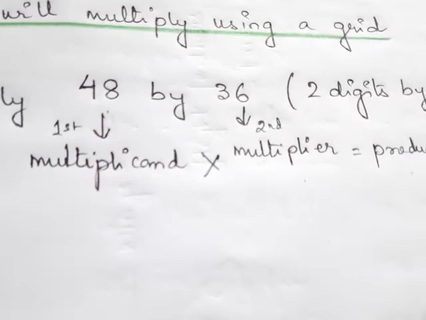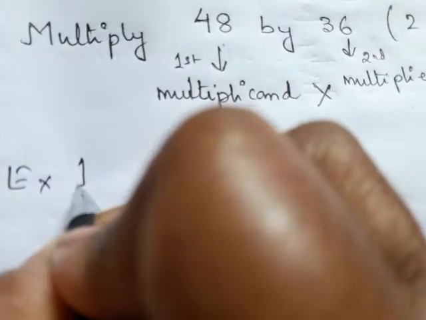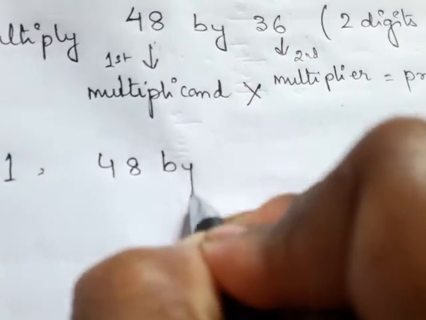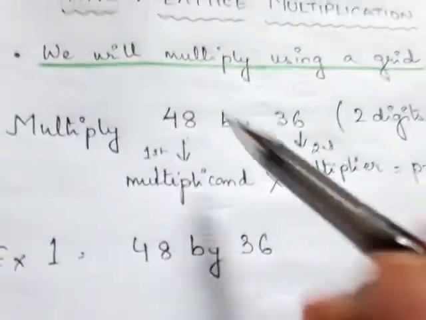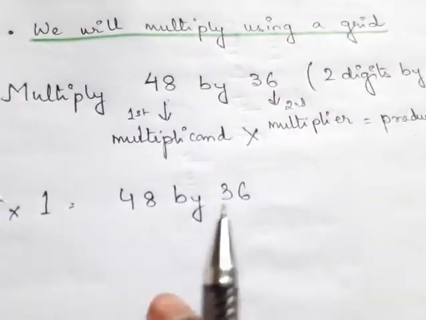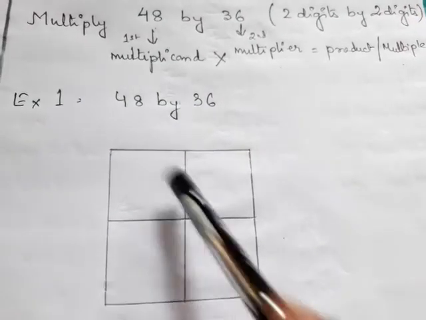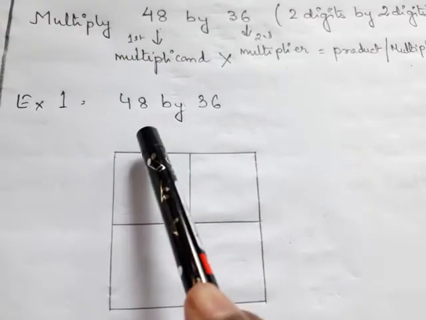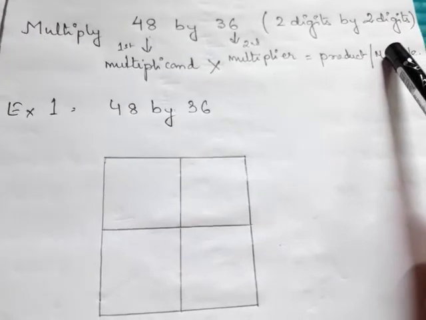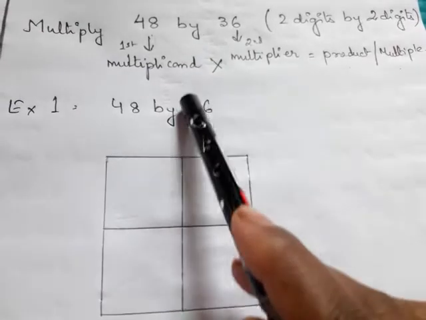So we'll take the example now. For example 1, I will multiply 48 by 36 using the lattice multiplication method. Okay, for that I have to draw a grid here. Now let's take example 1 where I am multiplying 48 by 36. That is 2 digits multiplied by 2 digits. Okay, so here I have multiplicand, that is 2 digits, and multiplier also 2 digits.